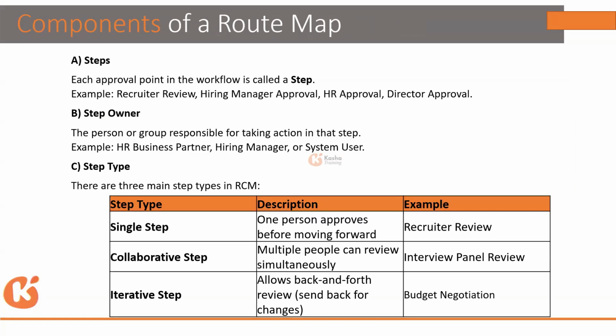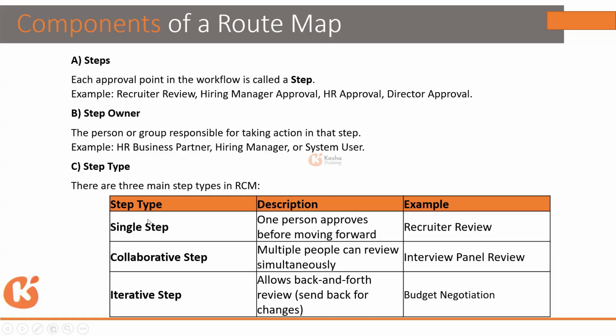Now let's see what the components of a route map are. You can see there are certain steps. In the first step, you use your recruiter when they create the requisition. Then the hiring manager has to approve it, then HR has to approve, then there is director approval. It is not necessary that the same approval process applies to all. It depends on what steps the organization wants in each route map. If a person is applying for leave, it will be a completely different route map from a job requisition.